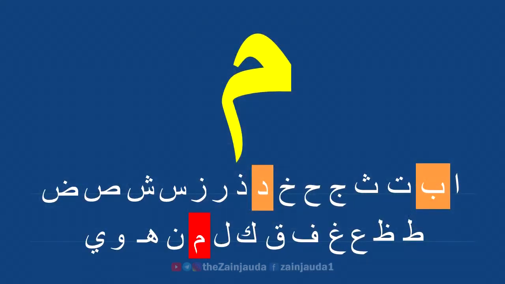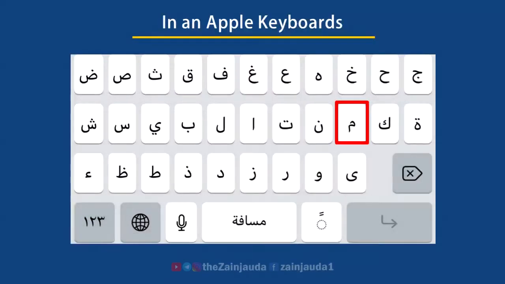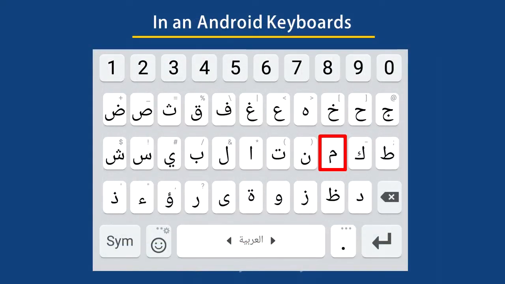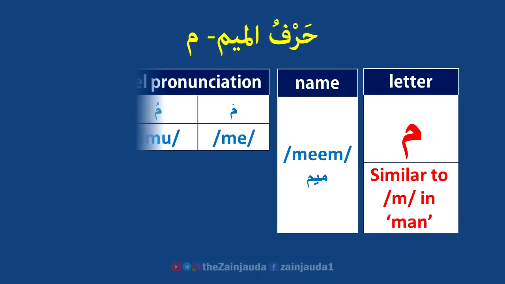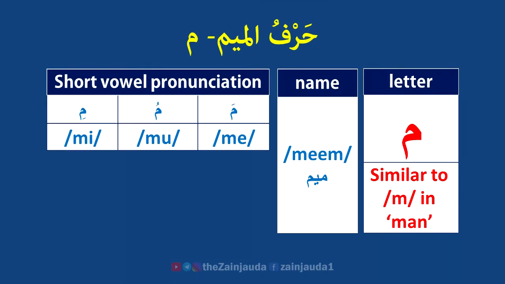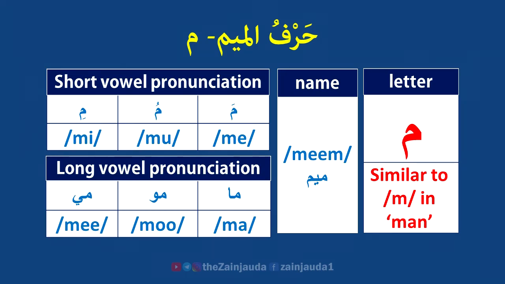The third letter today is mim. Mim is the 24th letter in Arabic, and it can be found on the keyboard with the L key. On an Apple keypad, mim is to the right of the second row and almost has the same position on an Android. Mim is similar to the m of man, and with the harakat it becomes ma with fatha, mu with dhamma, and mi with kasra. And with the long vowels it is ma, mu, mi.